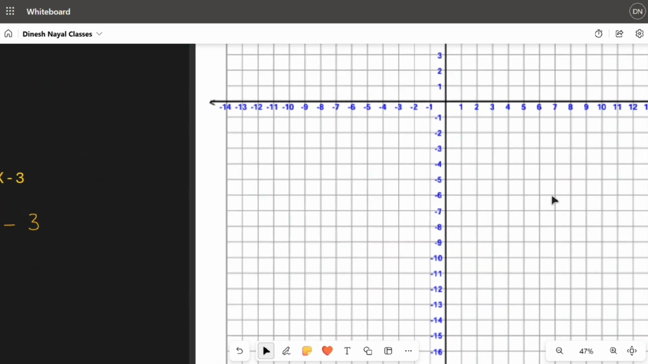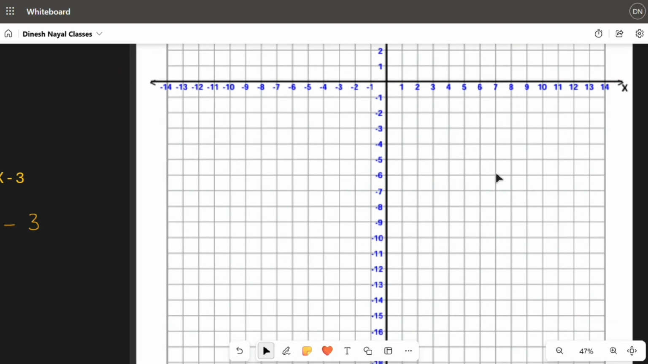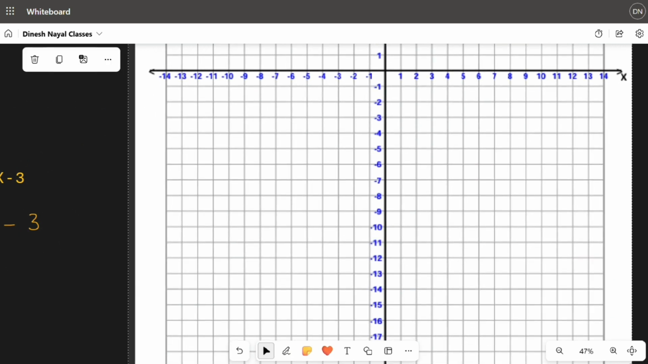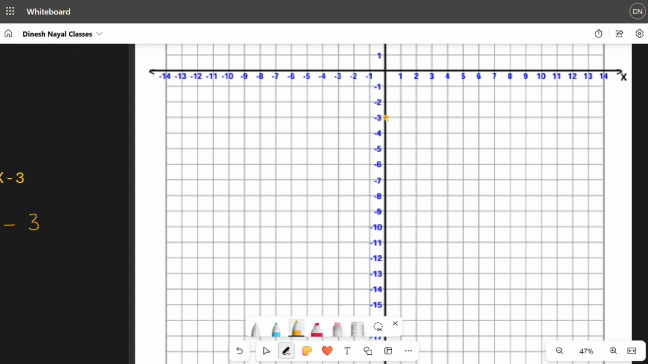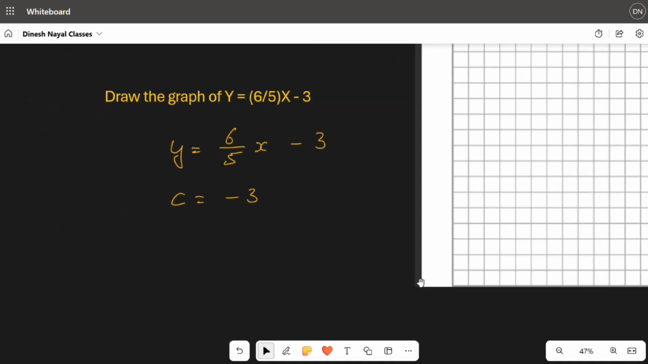So now we are taking this graph. On this graph we take c. We know that c over here is minus 3. So now put this point at minus 3. Okay, we are done with this point. Now what do you have to do? Now our next step is to use the x and y step from the gradient.